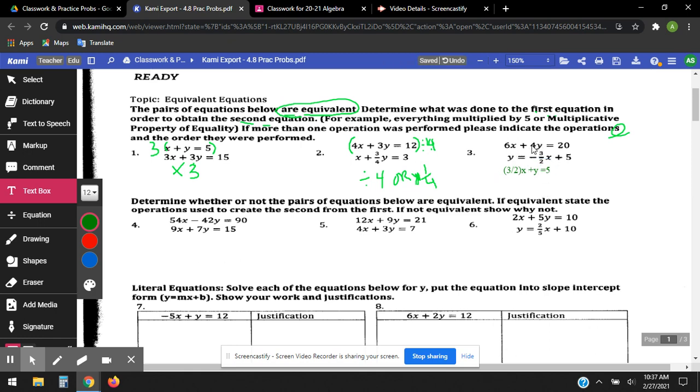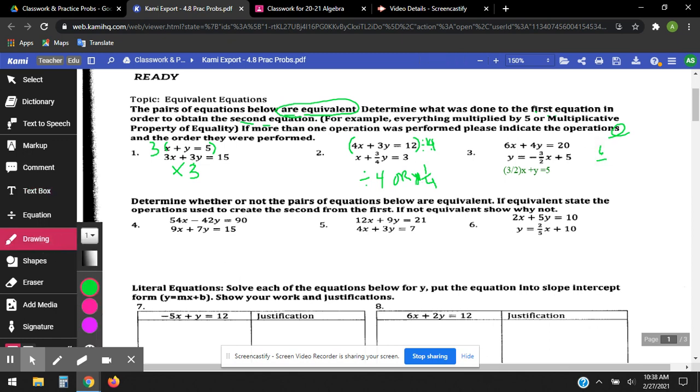Okay, so I'm going from 6 to 3/2, 4 to 1, 20 to 5. Well, if I divide by 4, 6 over 4 would be, I'm going to go ahead and just write this so I have the visual, 6/4, which would reduce down to 3/2. So it looks like here is another divide by 4, or times 1/4.